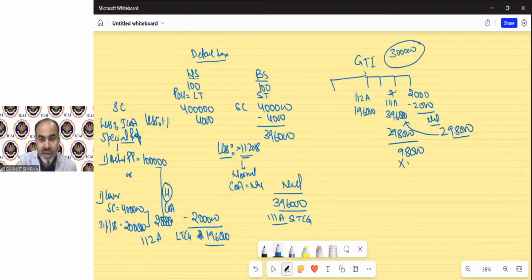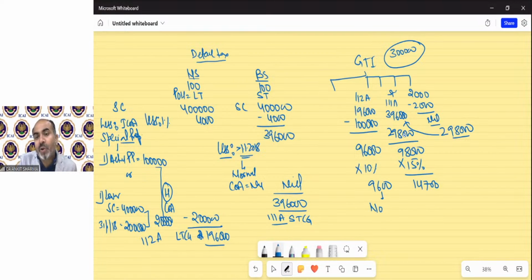That is going to be taxable at 15% rate. It will be 14,700. Now, 112A has a separate 1 lakh rupees exemption. So this 1 lakh can be claimed as exemption. Remaining capital gain is 96,000, on which 10% is your tax, 9,600. Your tax is 9,600.